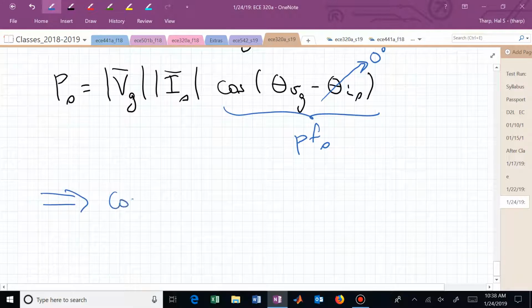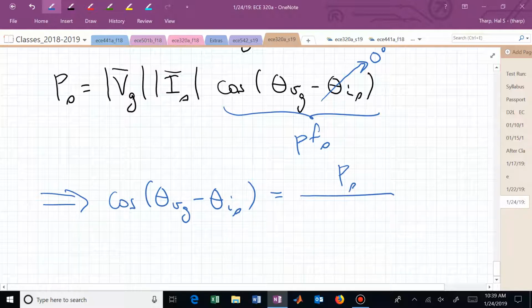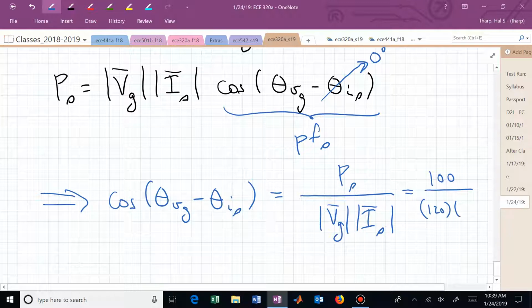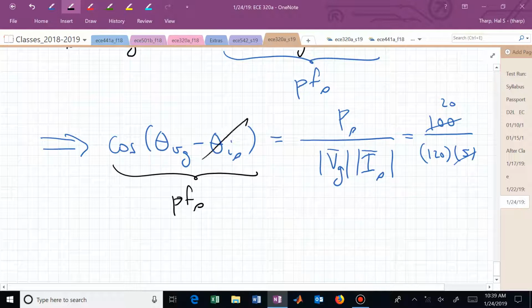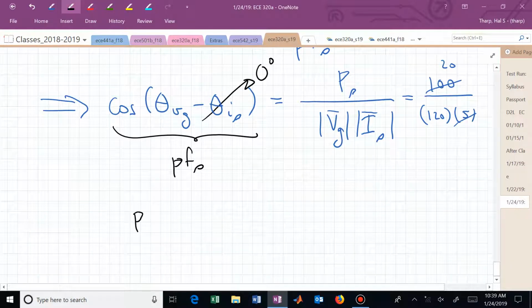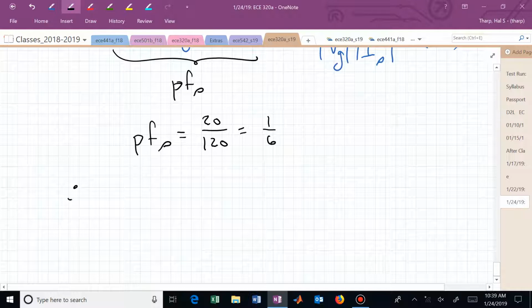So now we can say the cosine of theta V sub G minus theta I sub S is equal to P sub S over V sub G's magnitude times I sub S's magnitude. This we were told was 100. V sub G was 120, and I sub S was 5. So now we know this is the power factor of our source, and this angle we know is 0 degrees. The power factor of our source is now 100 over 600, or canceling a few things and dividing things out, we see that the power factor of our source is 1/6, and we can find the angle of our source based on that power factor.